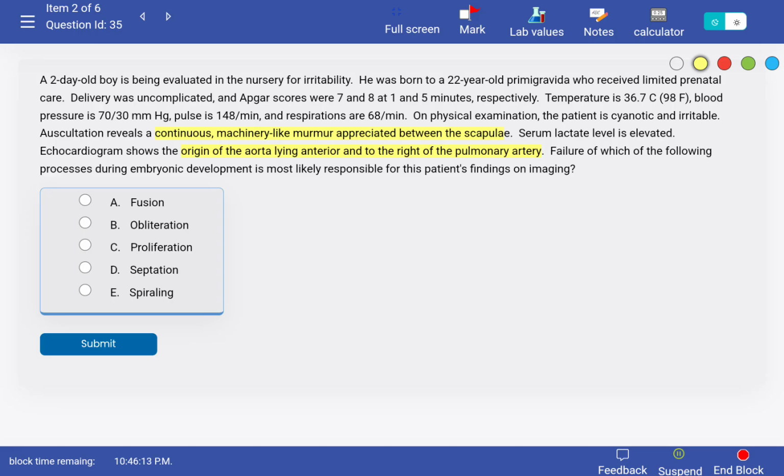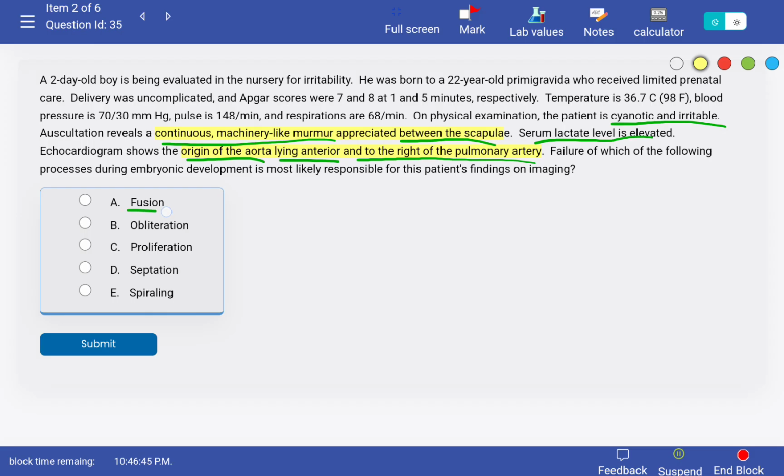On physical examination, the patient is cyanotic and irritable. Auscultation reveals a continuous machine-like murmur appreciated between the scapulae. Serum lactate level is elevated. Echocardiogram shows the origin of the aorta lying anterior and to the right of the pulmonary artery. Failure of which of the following processes during embryonic development is most likely responsible for this patient's findings on imaging?